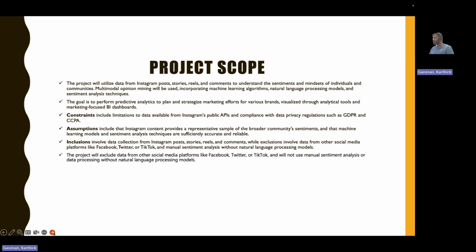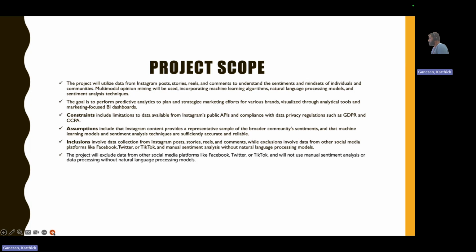The goal is to build a machine learning model, preferably predictive analytics, to predict how the user engagement or how the sales of a brand is going to be, using the sentiment analysis. The constraints include the availability of the data from Instagram's API, which is the API gateway that sends the data from Instagram to the advertiser.